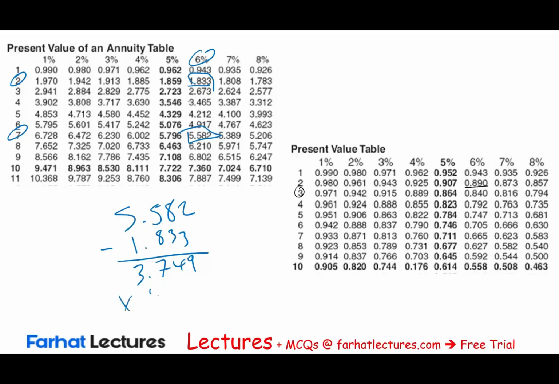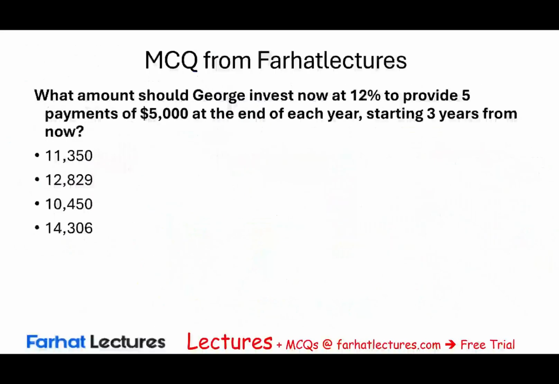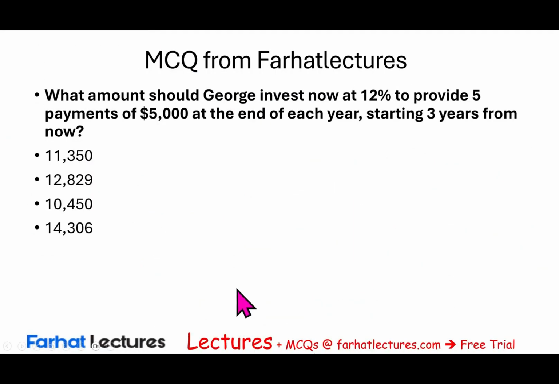Now we're going to multiply this by 50,000, and that's going to give us 187,450, which is close enough to 187,434 due to rounding, but that's another way to do it. I like to do it on a timeline, so this way you understand every step. Now, if you understand it inside out, you could use the second method. Let's take a look at this question.